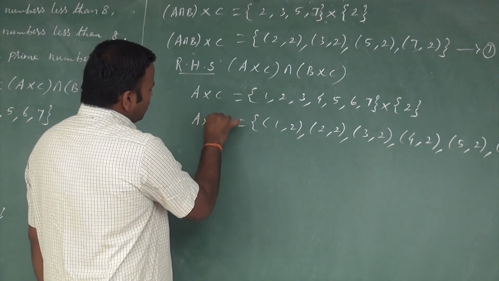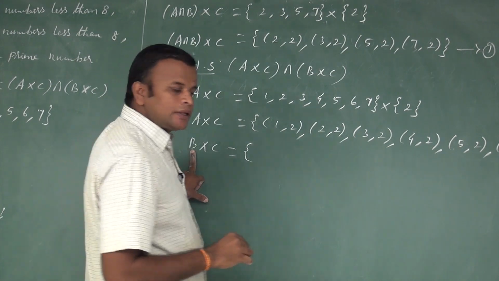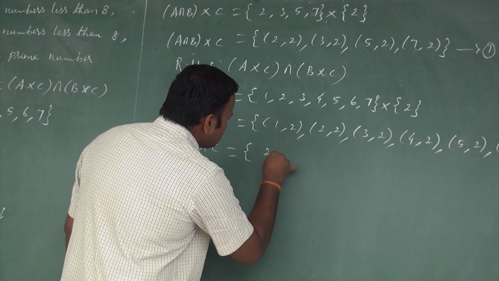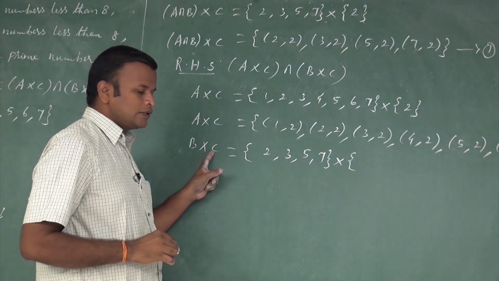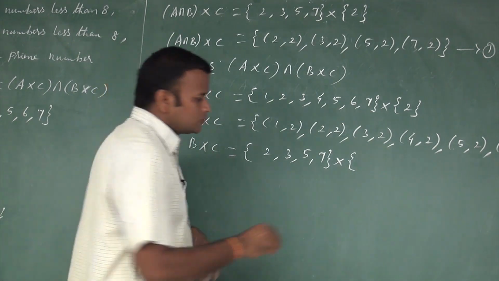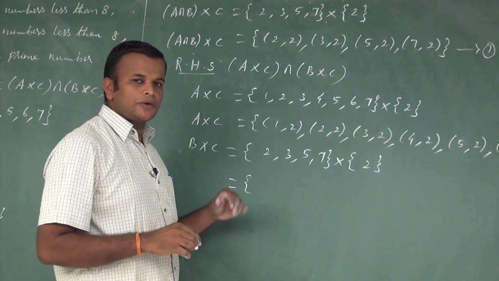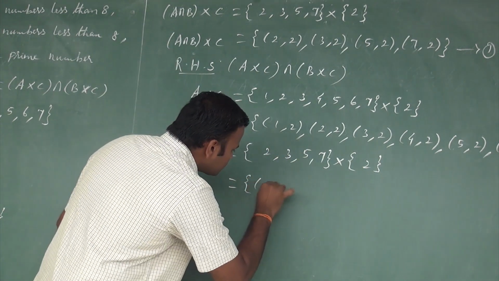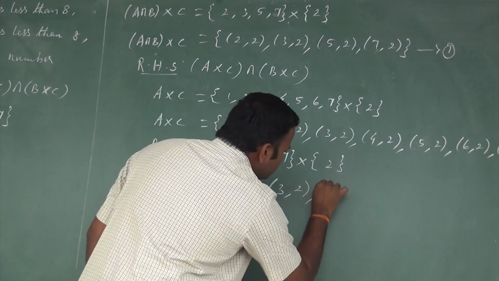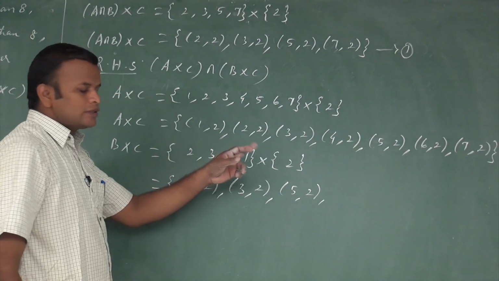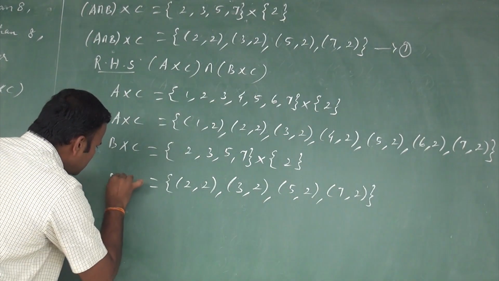Next we find B cross C. What are the elements contained in B? The elements in B are 2, 3, 5, 7. Cross C. C contains only one element, that is 2. The possible ordered pairs, the first one is 2, 2. Next 3, 2. Next 5, 2. And the last one is 7, 2. So this is the value of B cross C.